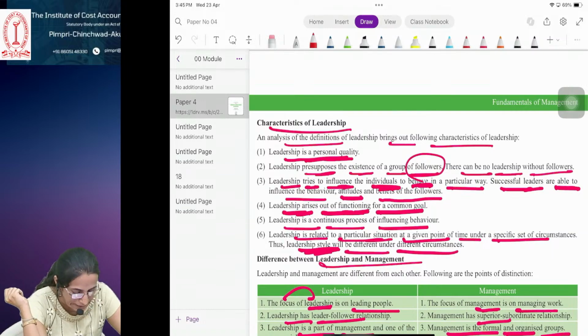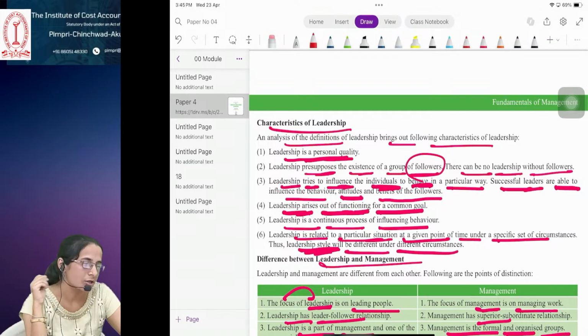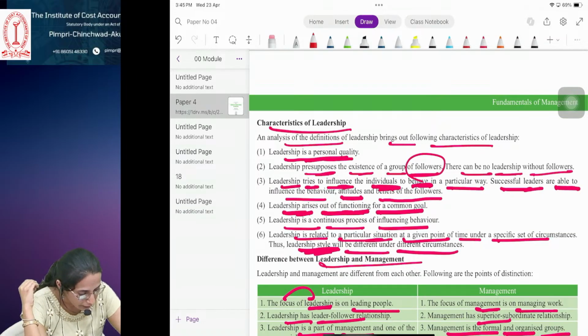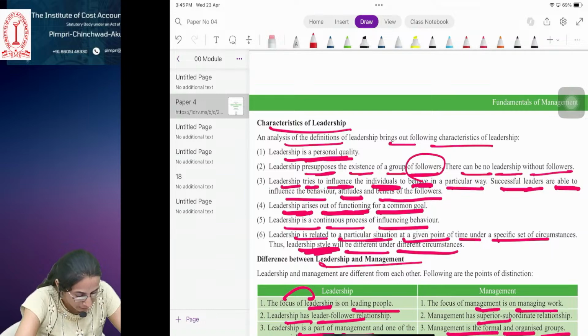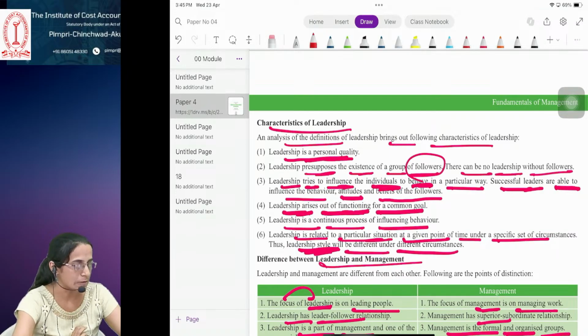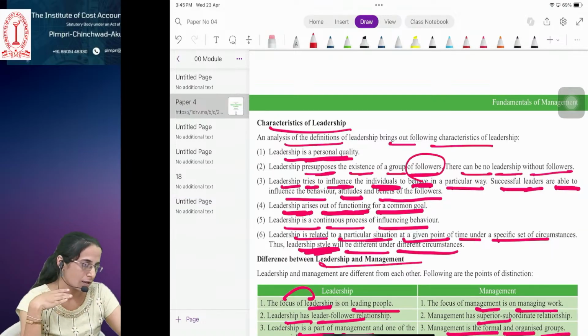Rensis Linkert and his associates of the University of Michigan, USA conducted an extensive survey of management style and patterns in a large number of organizations. They conducted a survey, and what did they find? Linkert developed a continuum of 4 systems of management. These stages indicate the stages of evolution in the patterns of management in the organization. So how the management pattern evolved in the organization, these are the stages.